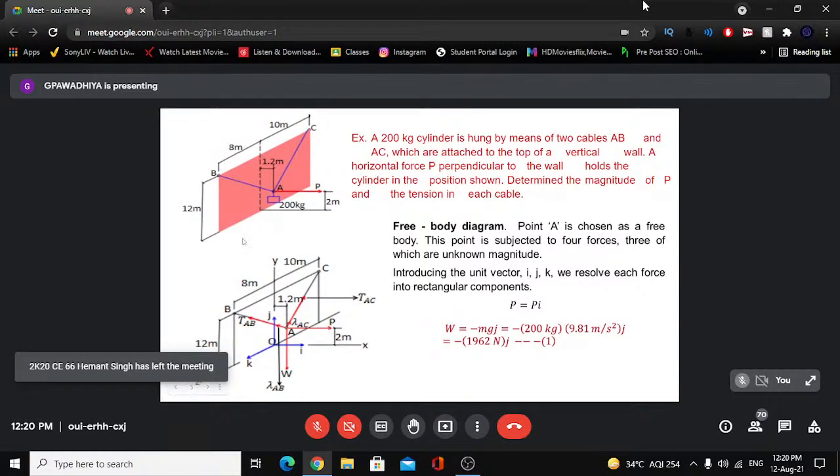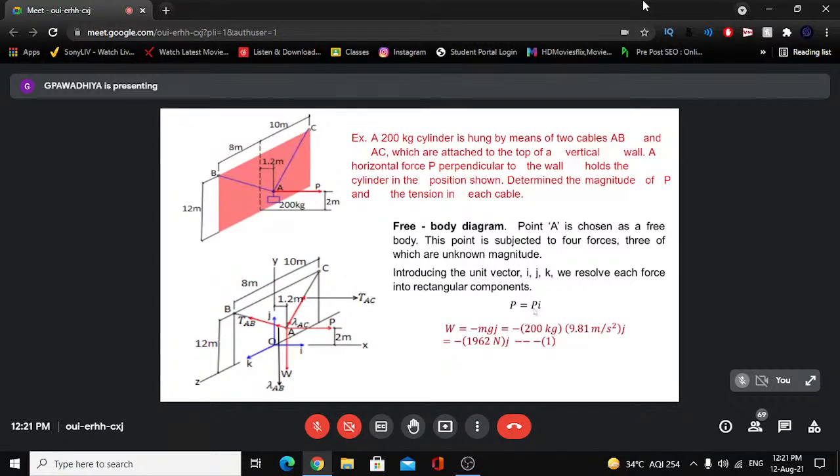Suppose this is a global coordinate system which defines the entire structure and forcing system. Now we need to move from O to some local coordinate system that will also be a 3D coordinate system. Its origin must be at A. Now through A, W is downward, so minus mg j. Through A, P is horizontal, along the x-axis, so it is Pi. So W is minus 1962 j. Here I have just written Newton to express the units, but actually Newton should not be written inside this; rather, it should be written outside j.